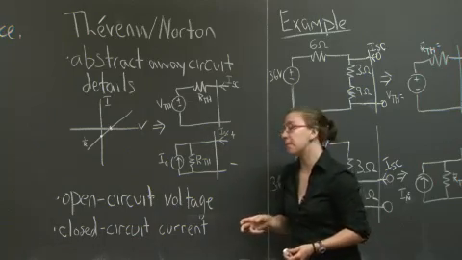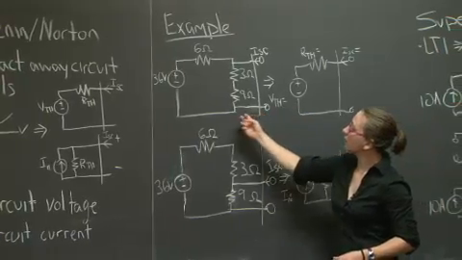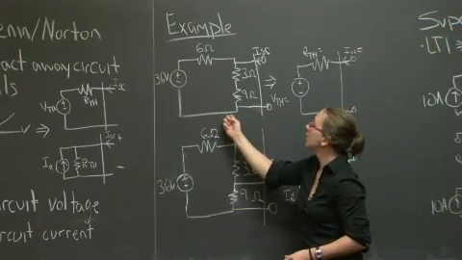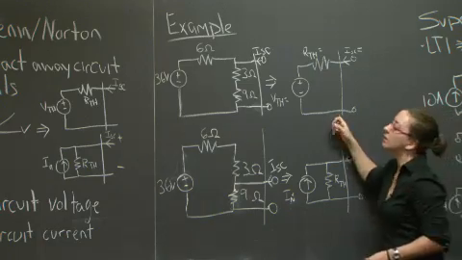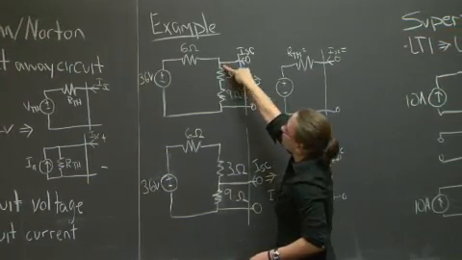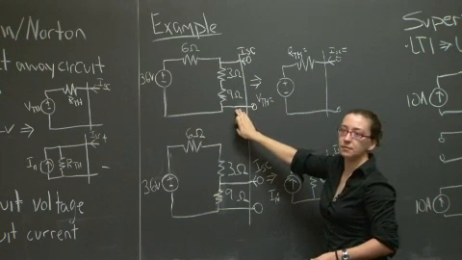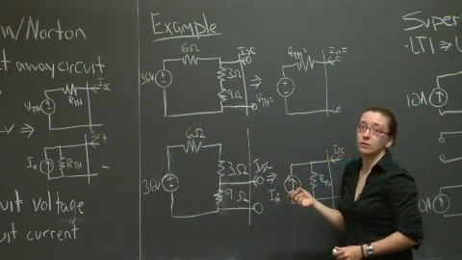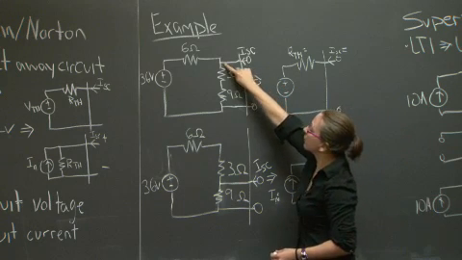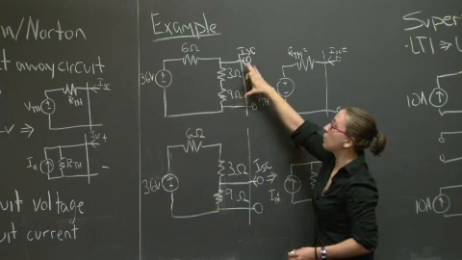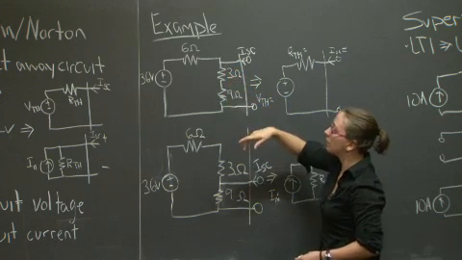Let's walk through an example. Here I've got a simple circuit, and I would like to find the Thevenin equivalent of that circuit, given that I'm sampling from above this resistor and below this resistor. The first thing that I'm going to do is find the open circuit voltage. Or if I were sampling from this point to this point, what is the voltage drop across this section of the circuit?